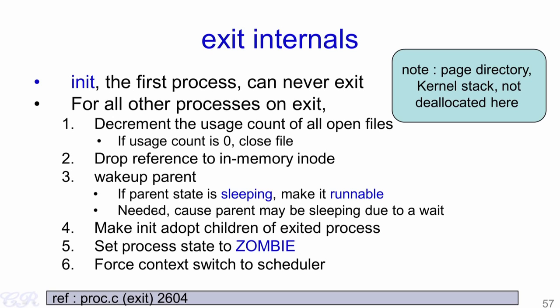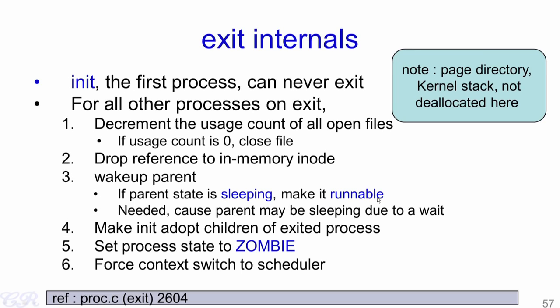Now, we will recall the exit system call internals. When the exit system call gets executed, these are the 6 things which occur inside the operating system. Essentially, there would be a decrement in the usage count of all the open files. Further, if the usage count goes to 0, then the file is closed. Second, there is a drop in reference for all in-memory inodes. Third, a wake up signal is sent to the parent process. Essentially, if the parent state is sleeping, then the parent is made runnable.